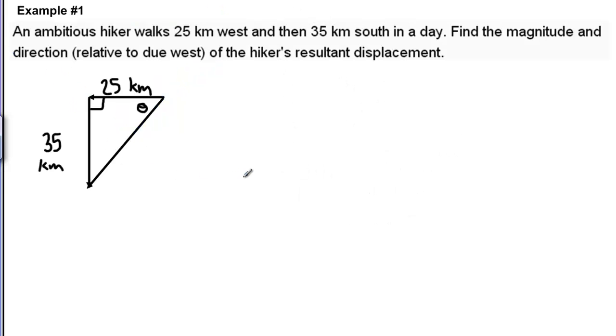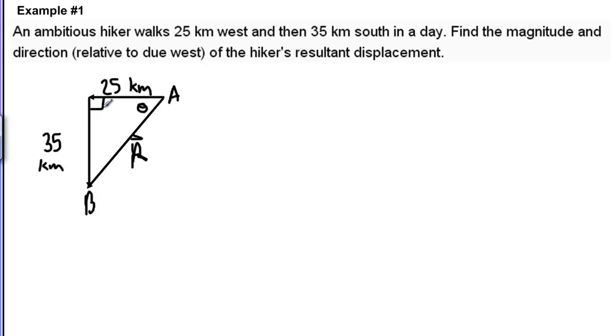I'm going to try this question here. An ambitious hiker walks 25 kilometers west. So we're starting here. And then 35 kilometers south. So there's there. And what we want to do is find the magnitude of their displacement, how far they've gotten, their resultant vector. It's an R. And we want to find the angle it makes with the due west direction, which is that angle there.